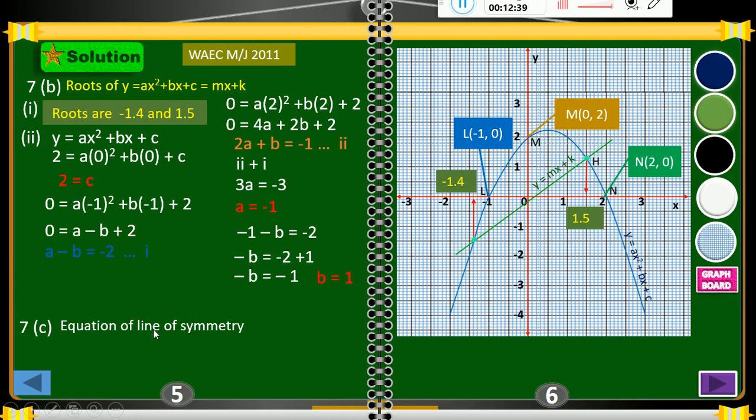7C, equation of line of symmetry. The line of symmetry divides the curve into two equal parts, so that one is the mirror image of the other, and that's the line in red. The line in red is giving us the value of X there is equal to 0.5. Therefore the equation of line of symmetry, X is equal to 0.5. That's the red line, 0.5. So the equation of line of symmetry, X is equal to 0.5.